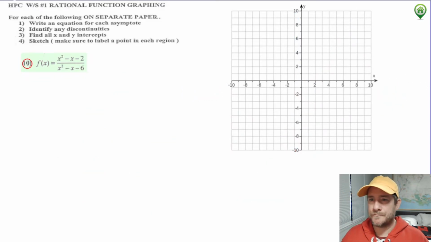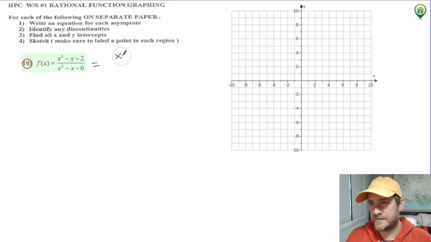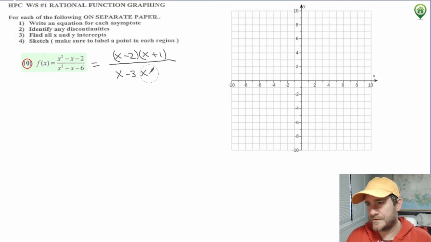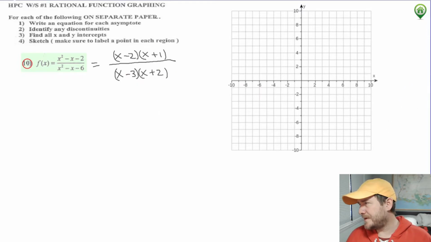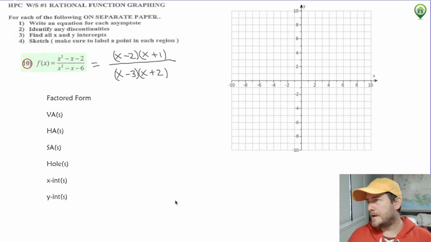Let's move on. Here's 10. So 10 is quadratic over quadratic. This could potentially be interesting. Let's factor first. My numerator is an x minus 2 and an x plus 1, and my denominator is an x minus 3 and an x plus 2. So I don't have common factors, so that means I will have two x-intercepts, two vertical asymptotes, and it should be fine. I don't really see anything terribly weird about this. So as far as factored form, we're done.